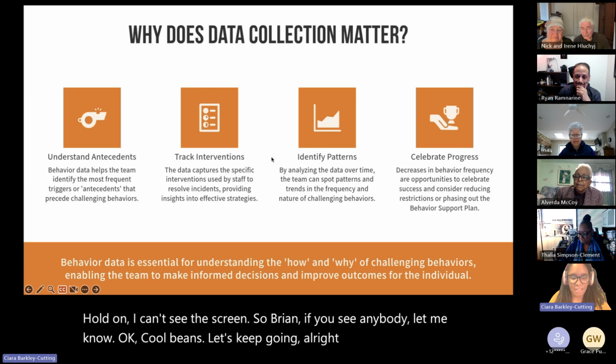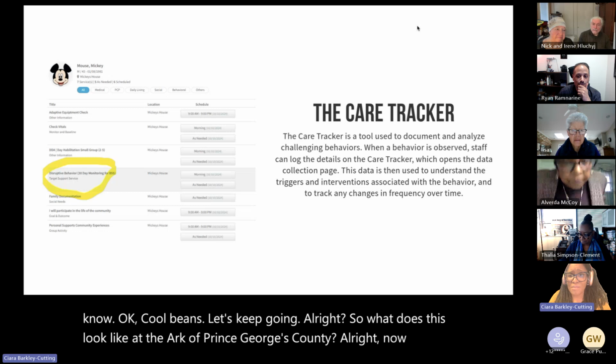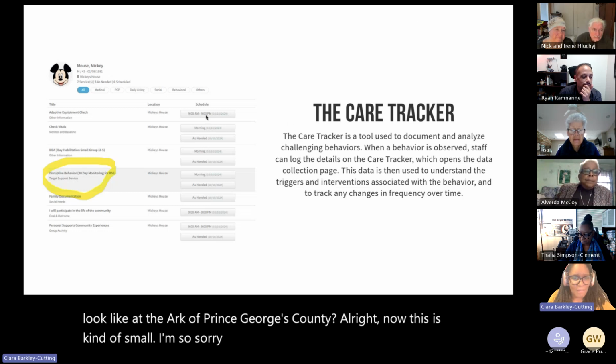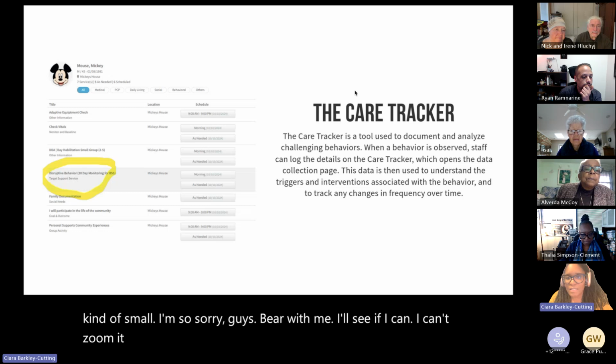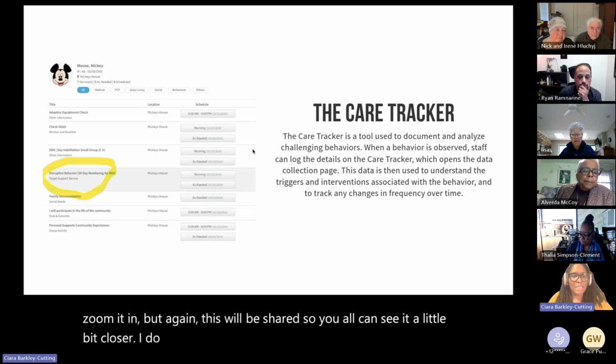All right, so what does this look like at the Arc of Prince George's County? All right, now this is kind of small. I'm so sorry, guys. Bear with me. I'll see if I can zoom it in. But again, this will be shared so you all can see it a little bit closer. I do apologize for the zoom out.